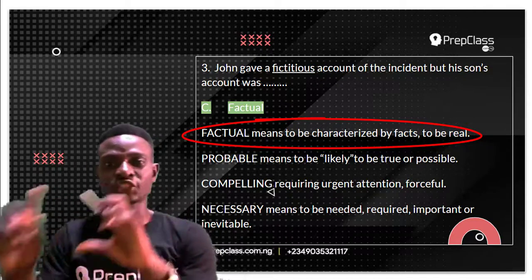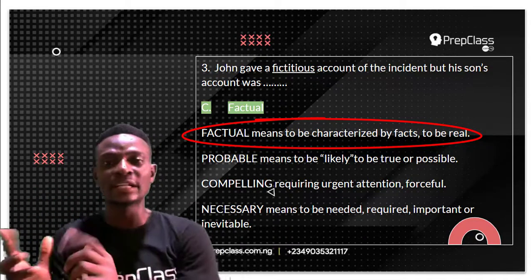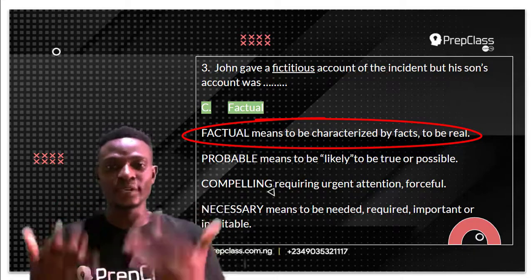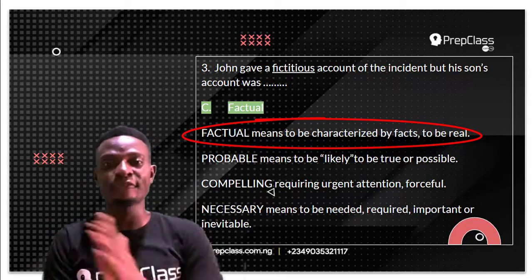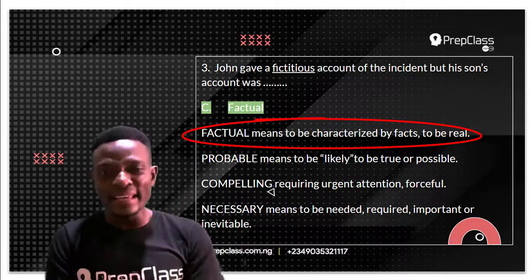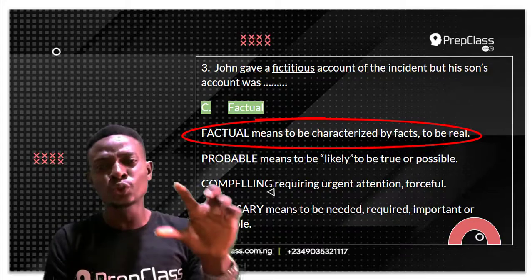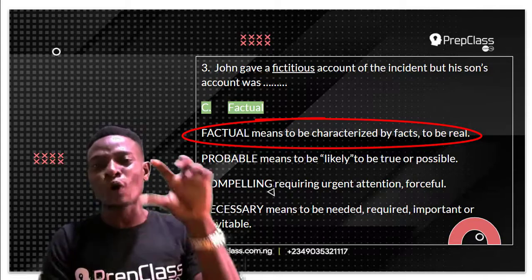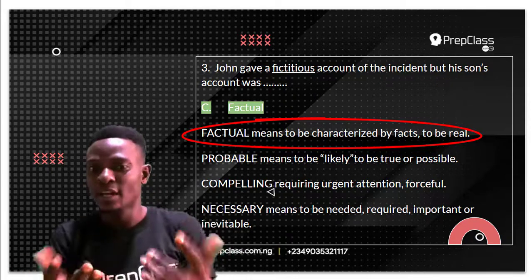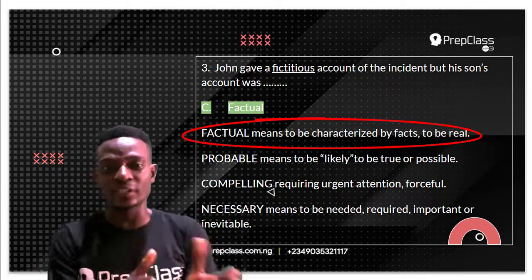John gave a fictitious account. John gave an unreal account, but the son's account was factual. It is real. It is characterized by facts. Now, it is not probable, because probable means to be likely to be true or possible. Now, emphasis on likely. It is not certain. There is a possibility. So probable is not the answer to this question.